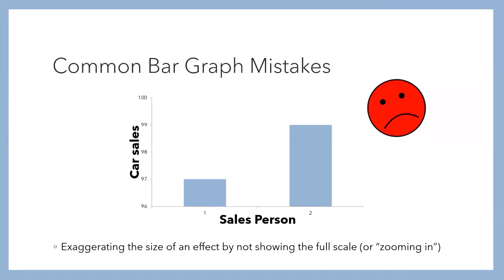One common mistake when making a bar graph is to exaggerate the size of an effect between conditions of a variable by not showing the full scale, or quote unquote zooming in. Here you can see that salesperson 2 looks like they've sold a lot more than salesperson 1, but the increments on the y-axis are only in ones and they range from 96 to 100. So person 2 has only sold 2 more cars than person 1 when you really look at it, and they've sold 97 and 99 cars respectively, so they've pretty much sold the same number. Don't do this.